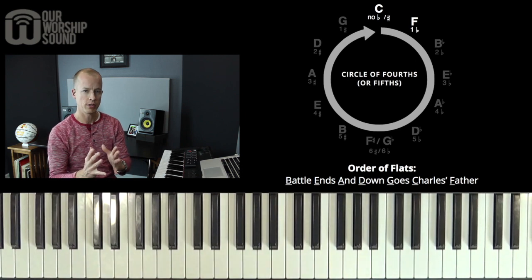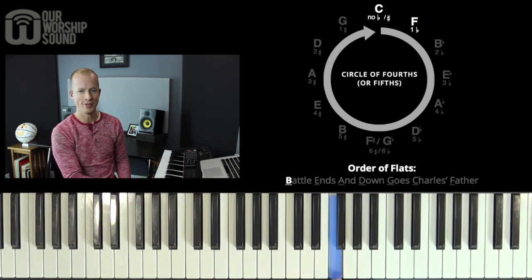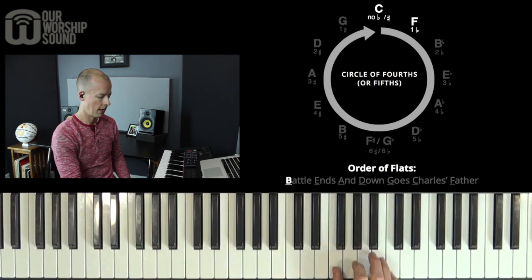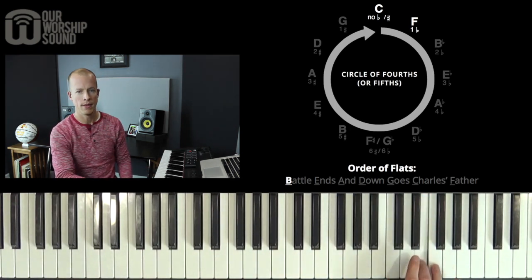So the first flat that we're going to add to a scale is B, and that starts on the F because it's four notes higher than C. Okay, so we've got the F scale, and we're going to add a B flat to it. F, G, A, B flat, C, D, E, F.